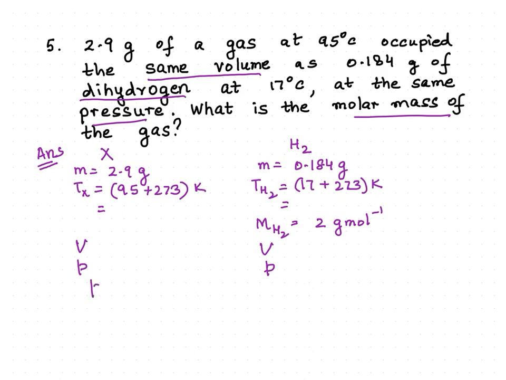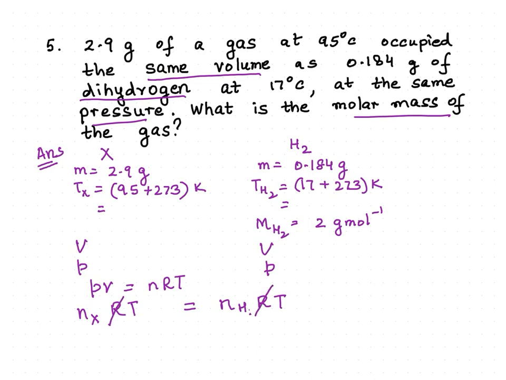Now, we know that PV is equal to nRT, right? That means number of moles of gas X into R into T is equal to the number of moles of hydrogen into R into the temperature. Let me just remove the multiplication sign so that it doesn't cause any confusion over here. Now R is the same on both sides. Now what are we left with?